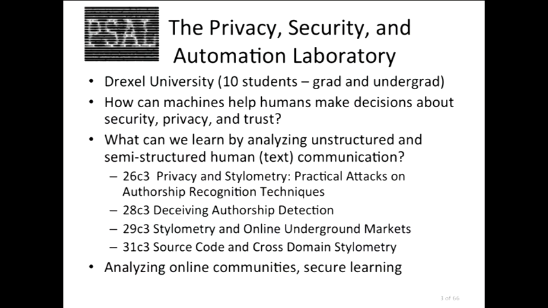And that's a lot of the work that we do in my lab, the Privacy, Security and Automation Lab. This is a research lab at Drexel University. It has about 10 students in it, a mixture of graduate and undergraduate students. In general, we study how to have machines help humans make decisions about security, privacy, and trust, often using machine learning and natural language processing techniques. In particular, we're very interested in what we can learn when we analyze unstructured and semi-structured human textual communication. And this is what we've spoken about at CCC in the past.